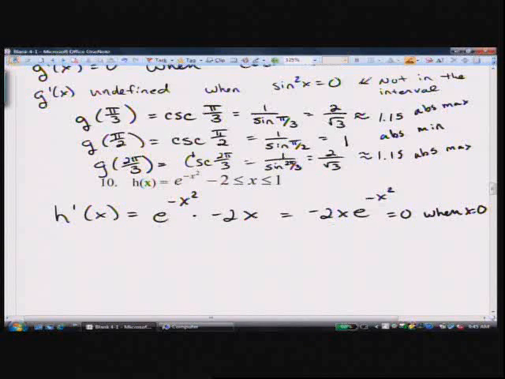You don't have to worry about e to the negative x squared, it's never going to be 0. There's no way to raise a number to a power and get it to be 0. So the only thing that you have to worry about is what makes 2x 0, which is x equals 0. Okay.